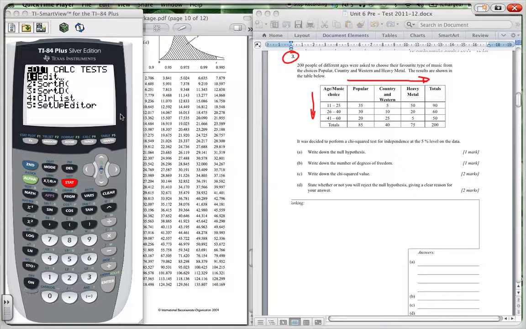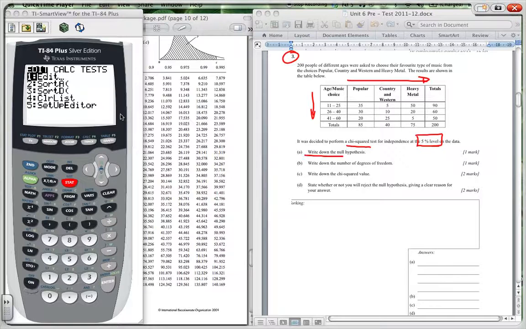So in this sort of data, we are looking to see, is there any relationship? Does the age influence the type of music? So it was decided to perform the chi-squared test for independence at the 5% level on the data. Basically, when it says the 5% level, it means that the null hypothesis, which is that there is no relationship between the age and the choice of music, would be true 95% of the time. So 95% of the time, there would be no relationship.